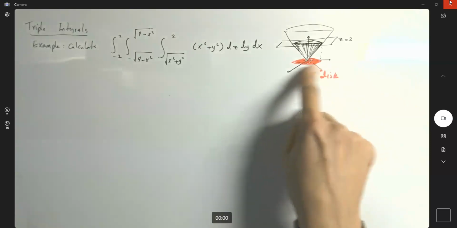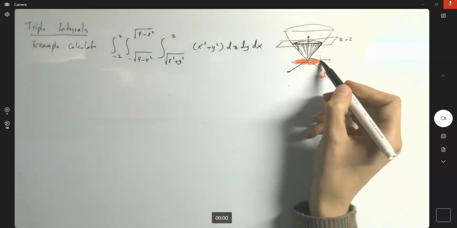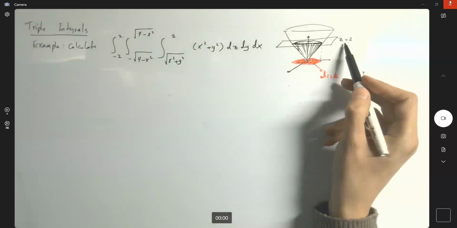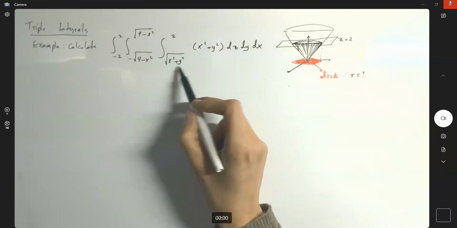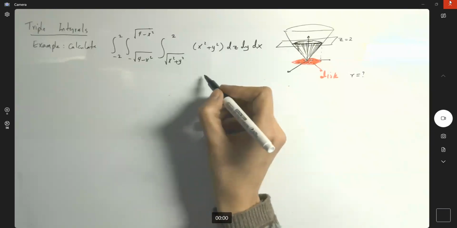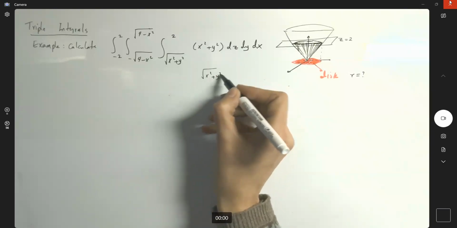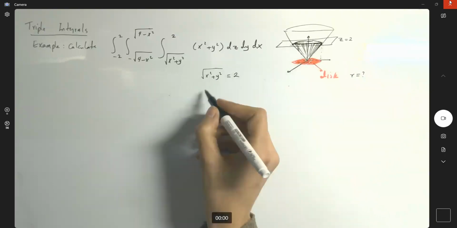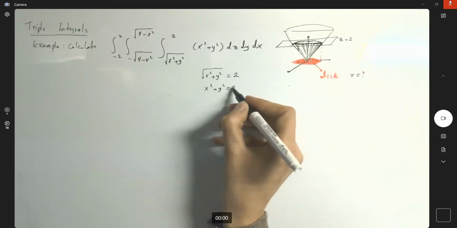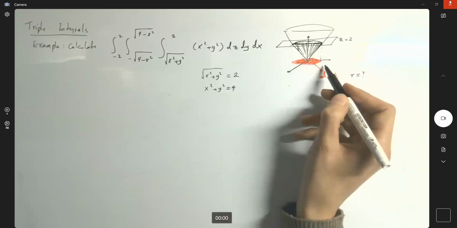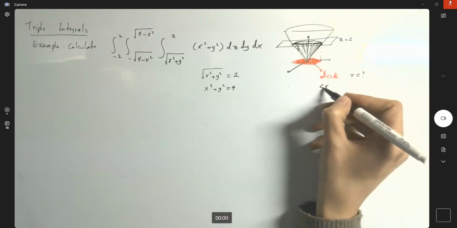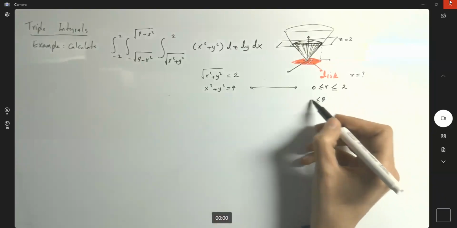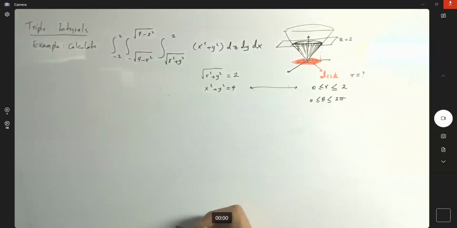Okay, so how do I know what the boundaries for this disk are? What is the radius? What is r for this disk? I already know that z is equal to 2, and that it's bounded below by the square root of x squared plus y squared. So if I set the square root of x squared plus y squared equal to 2 to find the intersection between these two, I get x squared plus y squared equals 4. So this disk has a radius bounded between 0 and 2. What about theta? Theta is bounded between 0 and 2 pi.